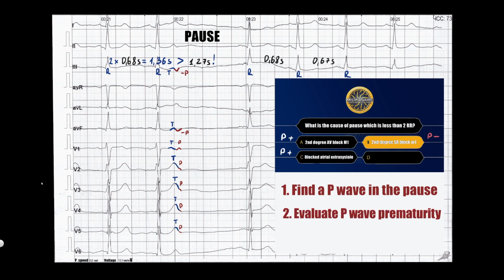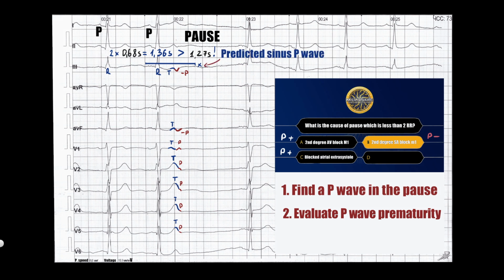The next step is to evaluate the prematurity of the P wave. Remember that in case of second degree AV block, it can be slightly earlier than the usual P, but in case of extrasystole, the P wave will be truly premature. For this we measure the usual PP interval and compare it to our PP interval in the pause. As you see, our P wave is definitely premature.